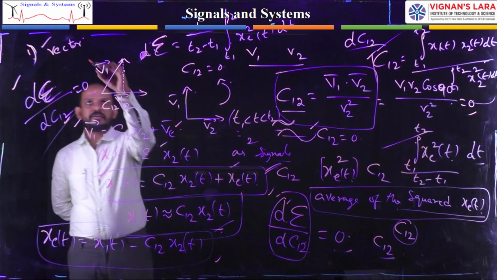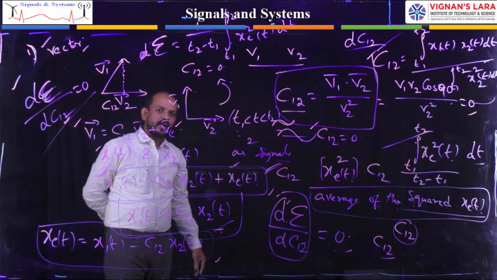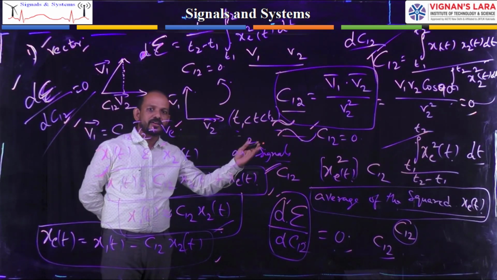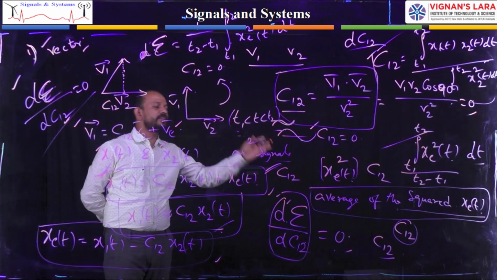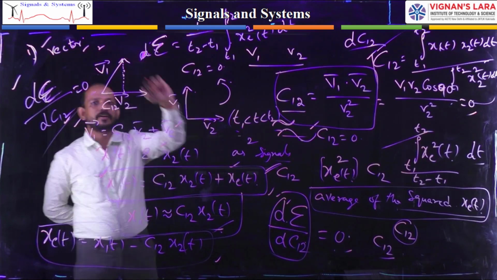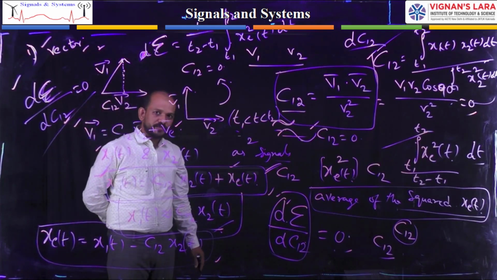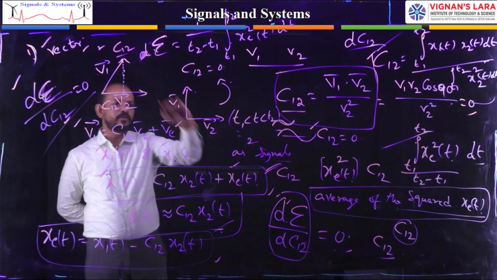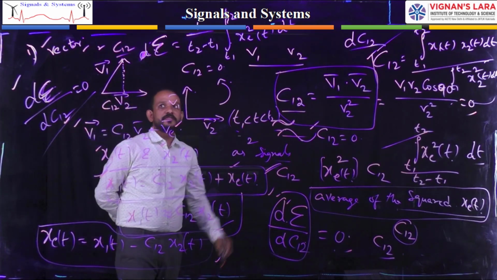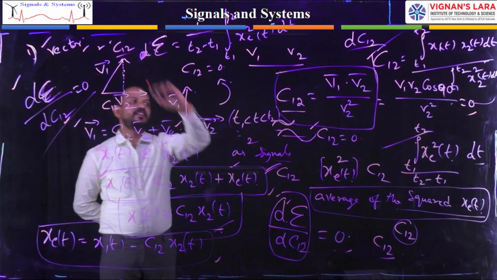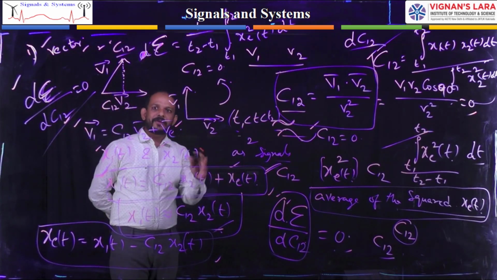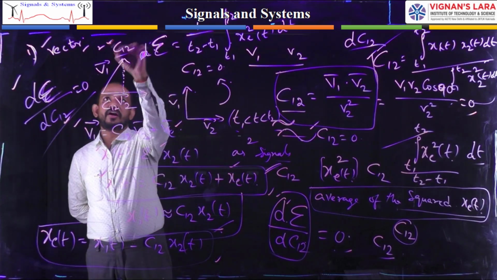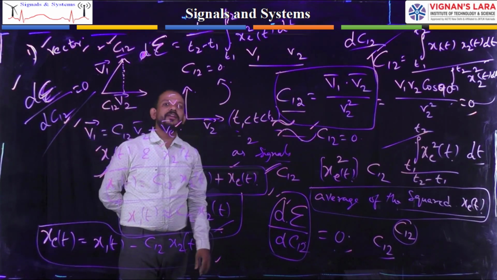I went for the best suited method. After that I went for the component of one vector along another vector. That is the second one. Then I went for finding the constant C12, because C12 plays a major role. Based on the value of C12, we can say whether the two vectors are perpendicular to each other or not, that is, whether they are mutually orthogonal or not. For that reason, I found the value of C12.